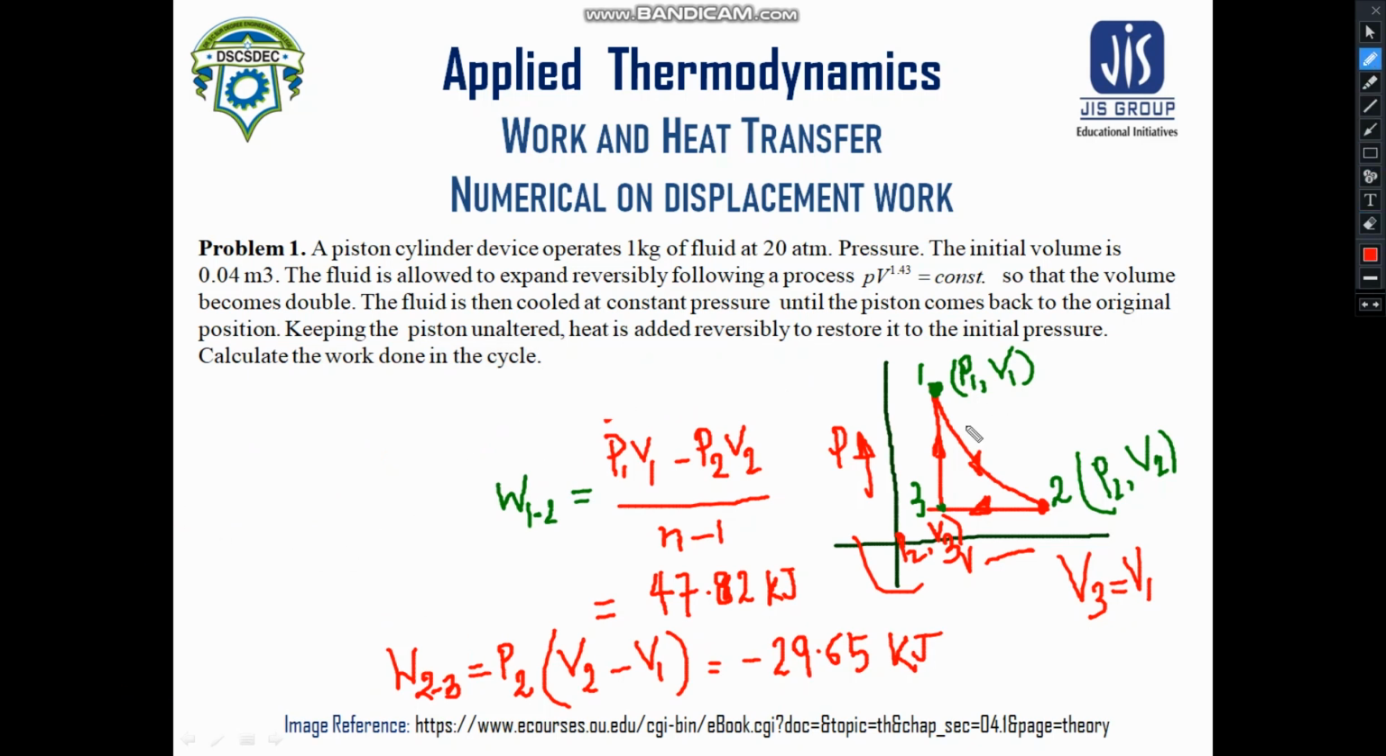As I told you earlier, this is an isochoric process. So for isochoric process, the work done is 0. So the total work done will be the summation of W1 to 2 and W2 to 3. So this is the work done by these two different processes, and the total and the final result will be 18.17 kilojoule. I hope that you have understood this problem, because this is very simple.